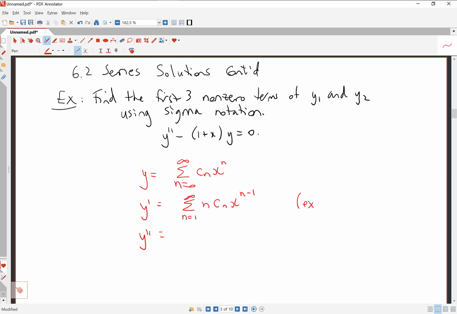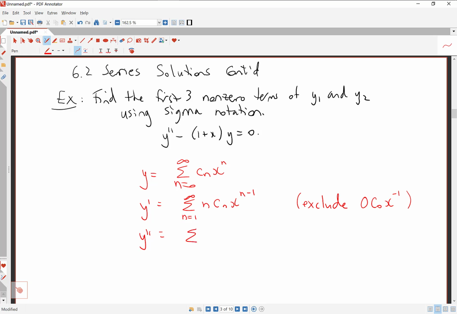We actually want to exclude that n equals 0 term, because if we think about what that n equals 0 term would be, it would look like 0 c_0 x^(-1). And we want to avoid that because that has a negative exponent that's going to throw a wrench in our algebra. It's valid to exclude it because it is 0. So it's just more convenient to start that series at n equals 1.